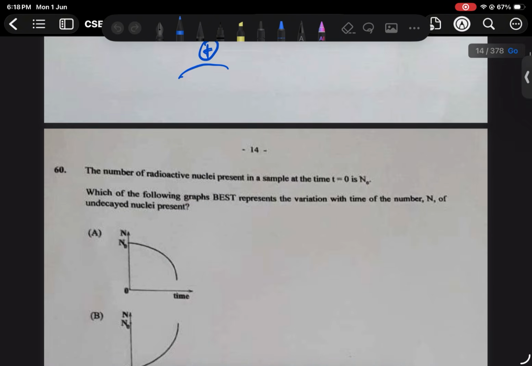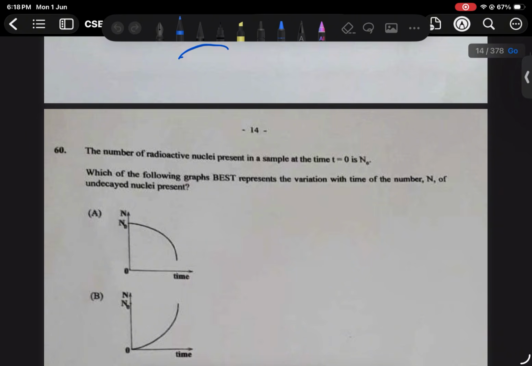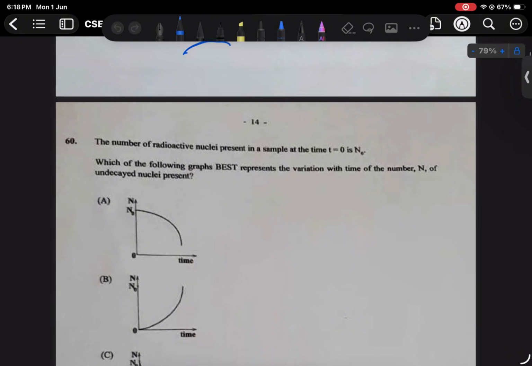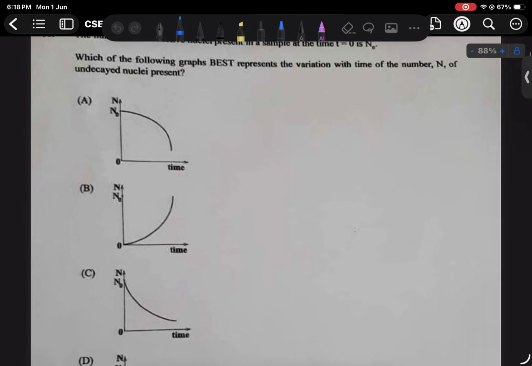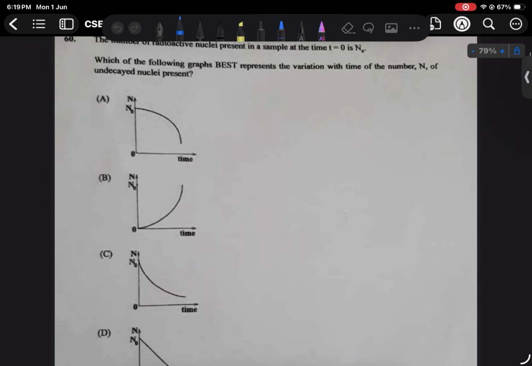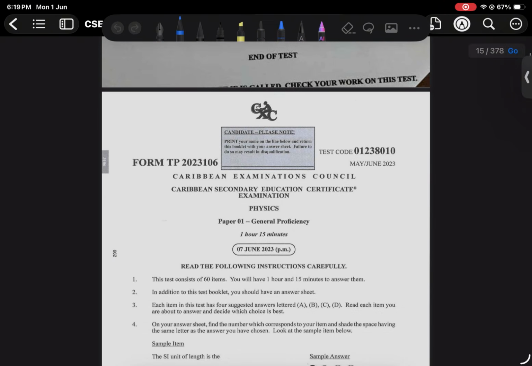Okay, last question. The number of radioactive nuclei present in a sample at a time. Which of the following graphs best represents the variation with time of the number n of the undecayed nuclei present? So we know our radioactivity graph is exponentially decreasing, so it'll be C. Okay, next past paper, May, June 2023.